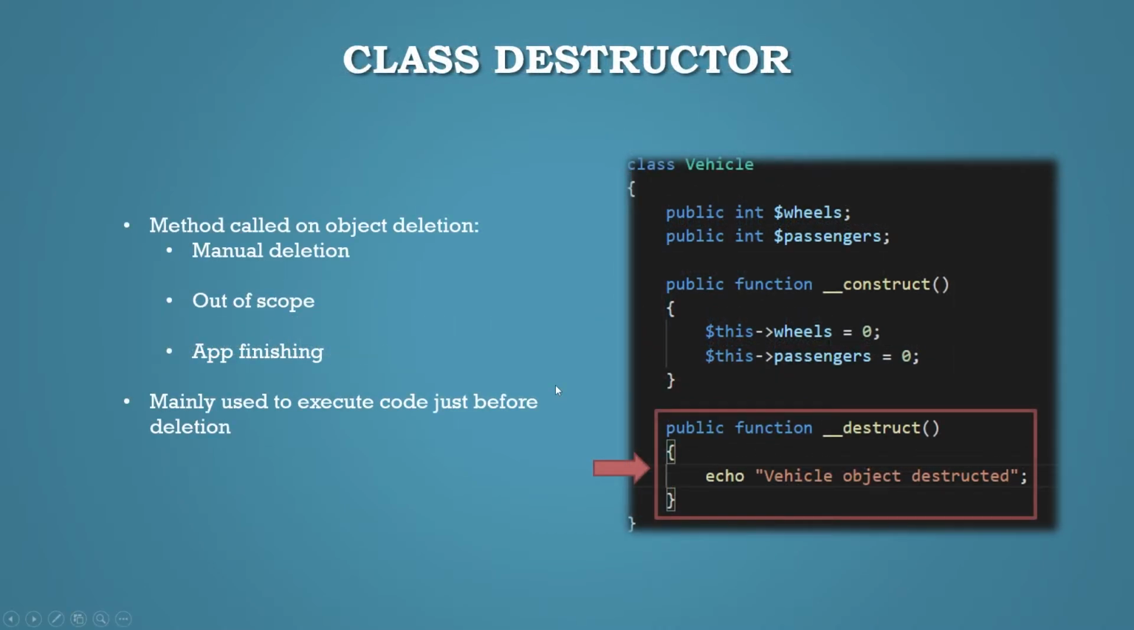In the same way as the constructor, we have the exact opposite case, the destructor, a method that gets called when the object is about to get destroyed, either by a manual destruction by the user code, the code going out of scope for that object instantiation, or just because the application is about to finish. This is particularly useful if you want to execute some code just before the object gets deleted. The syntax is the same as the construct, but with the name destruct instead.